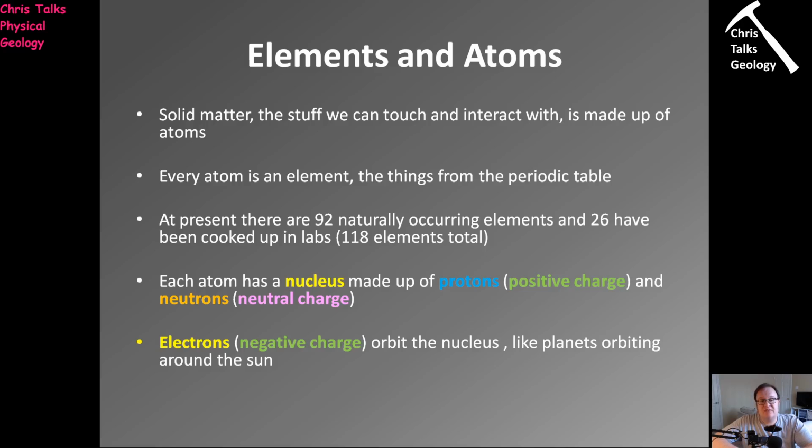Each atom has a nucleus, that's the center of the atom, and the nucleus is made up from protons, which have a positive charge, and neutrons, which have a neutral charge. You have these protons and neutrons all put together, and they form this spherical body, which we refer to as a nucleus. Now, around this nucleus, you will have electrons, which are negatively charged particles, and they orbit the nucleus, a bit like the planets in our solar system orbiting the sun. Now, the thing is, the number of protons and neutrons in your nucleus can change.